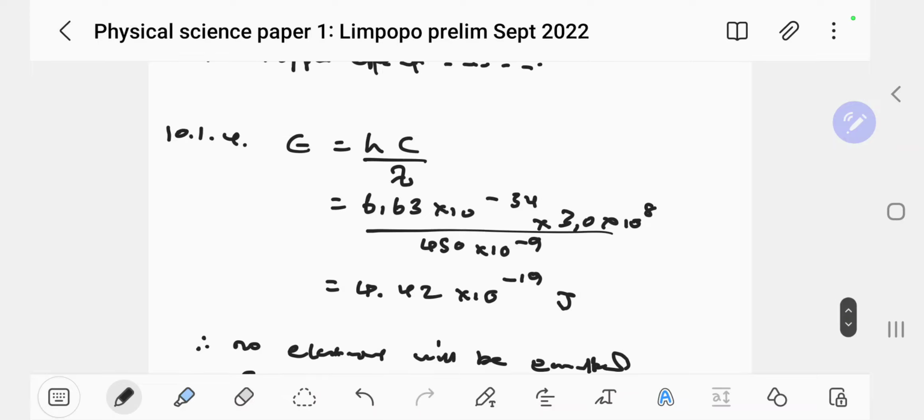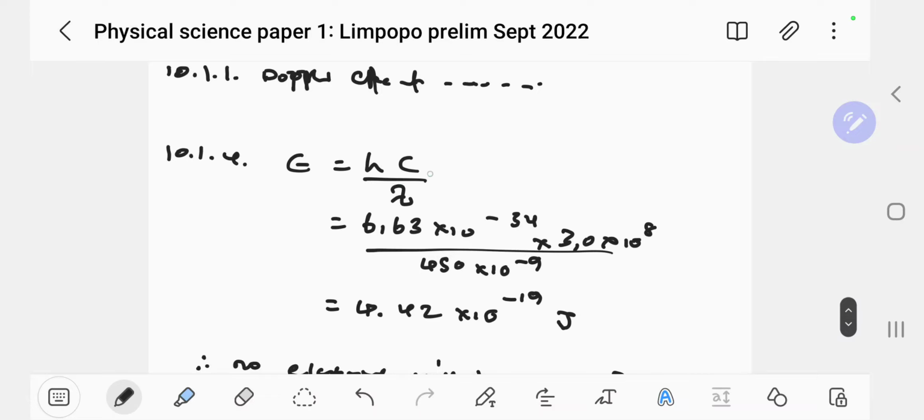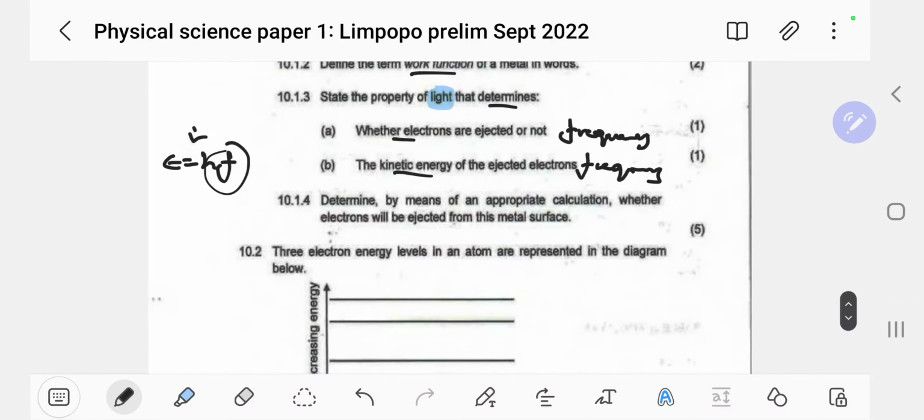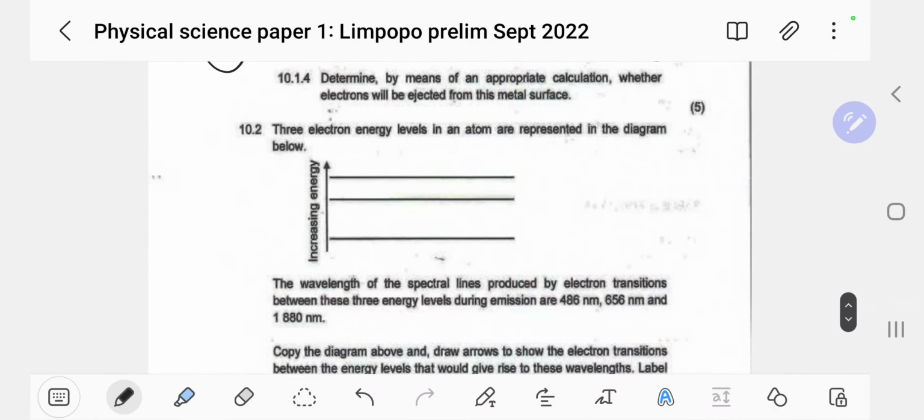Done. Remember, this is again formula, correct substitution, answer, and your conclusion. You get your 5 marks. Was it 5 marks or was it 4 marks? Yeah, that is it. Alright guys, let's do the last question now.